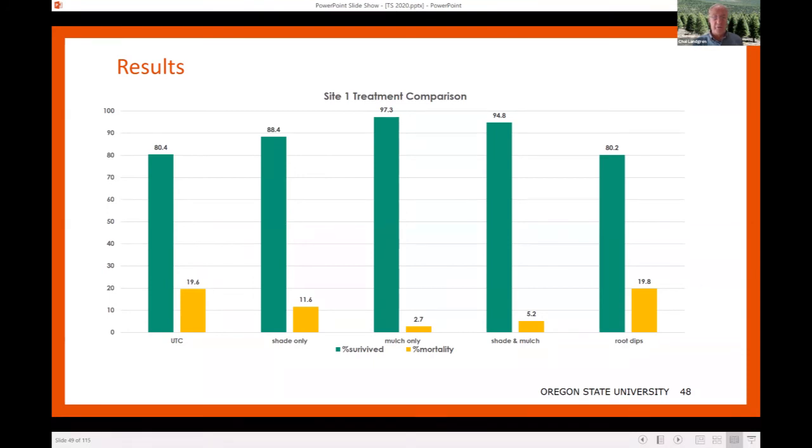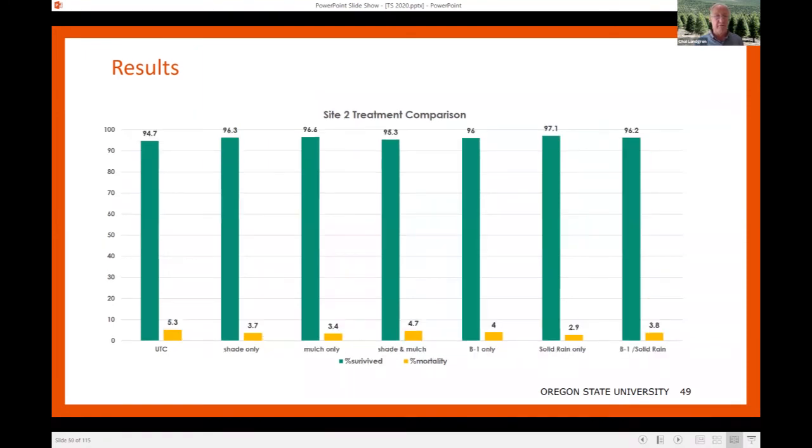The mulch, for some reason, was the very best. It was even better than the mulch and the shade, although there's maybe not a statistical difference there. Mulch was quite promising, so mulch might be something to consider for seedling survival, short of watering.